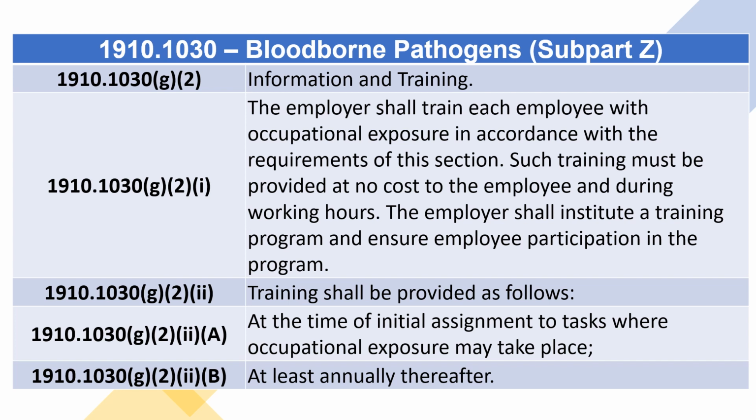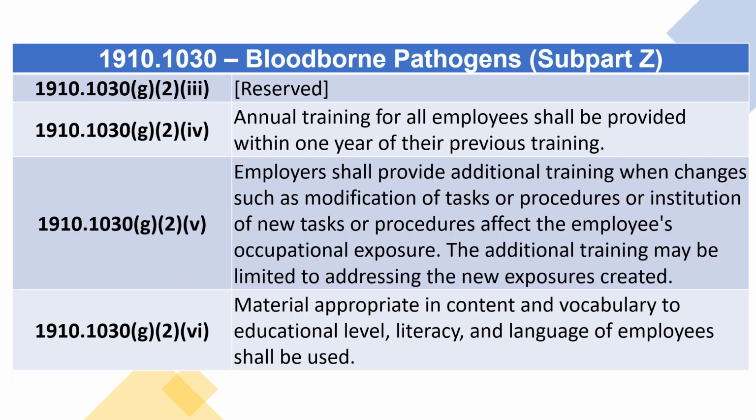1910.1030 G2 2. Training shall be provided as follows. 1910.1030 G2 2 A through B. At the time of initial assignment to tasks where occupational exposure may take place, at least annually thereafter. 1910.1030 G2 3 through 6. Reserved. Annual training for all employees shall be provided within 1 year of their previous training.